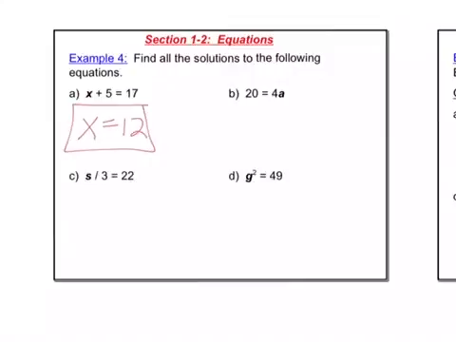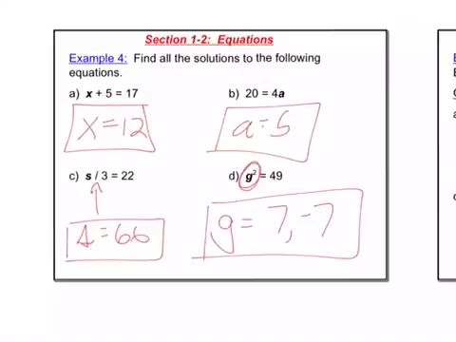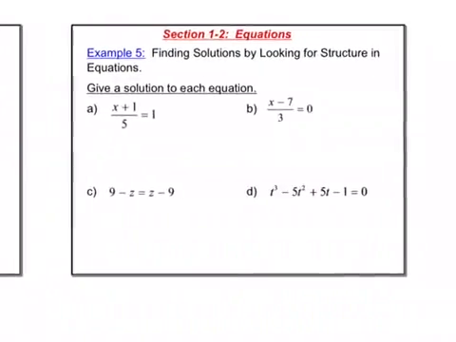This equation here, 20 equals 4 times a, so a would have to equal 5. This one here, and again they're using the / as division, so s divided by 3 is 22. We know that s is going to equal 66, and that's the only solution. And then here we can see that g squared is 9, and because the variable is being squared, we know that there are going to be 2 possible values, so g could equal either 7 or -7. Again, just trying to introduce you again to the idea of equations and what it means to solve them. So pretty straightforward examples there.